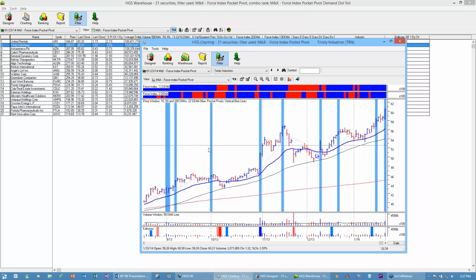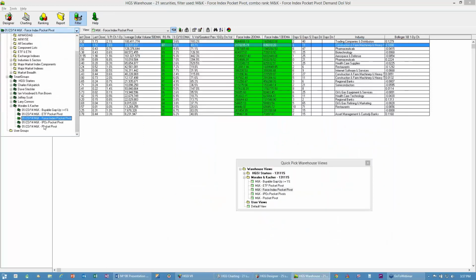Anyway, let's just go down this list a little bit. I'll just do a few. This is Trinity Industries. You can see that there are multiple signals. They're pocket pivot, force index, kahunas. You'll see this time after time. That is why this is named the M&K Force Index Pocket Pivot. Let's move on down to the next one.